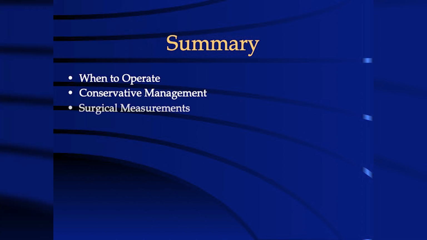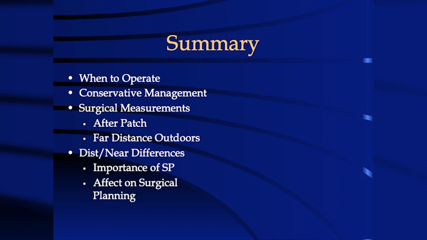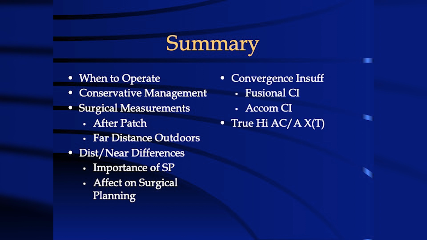So in summary, we've talked about when to operate, conservative management, importance of surgical measurements after a patch, distance outdoor measurement, talked about distance near differences, discussed the two different types of convergence insufficiency, talked about high ACA, and overcorrecting younger patients 5 to 15 prism diopters.